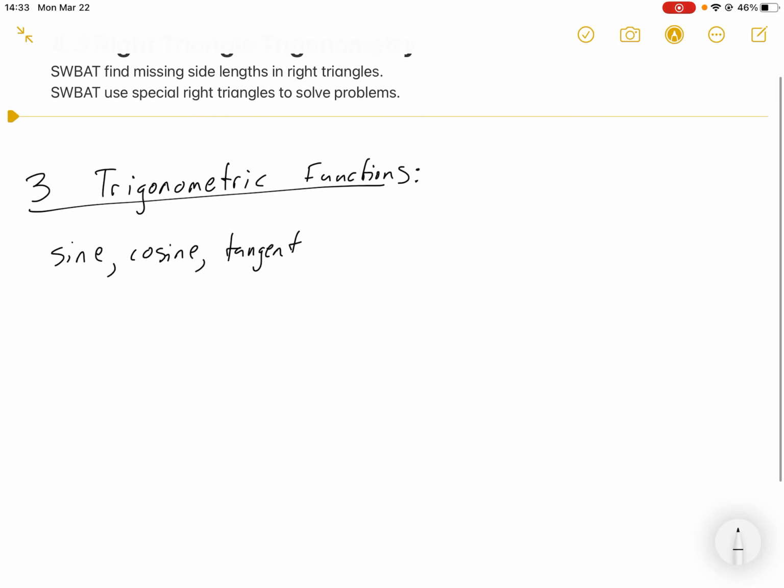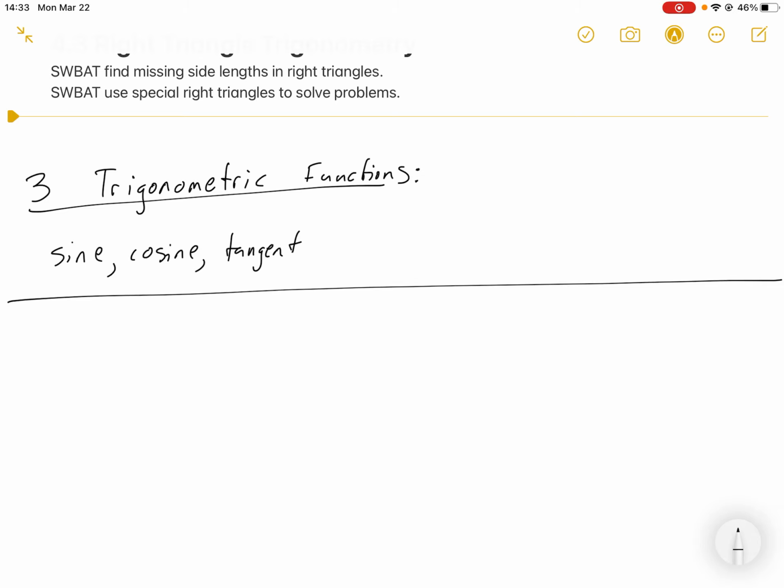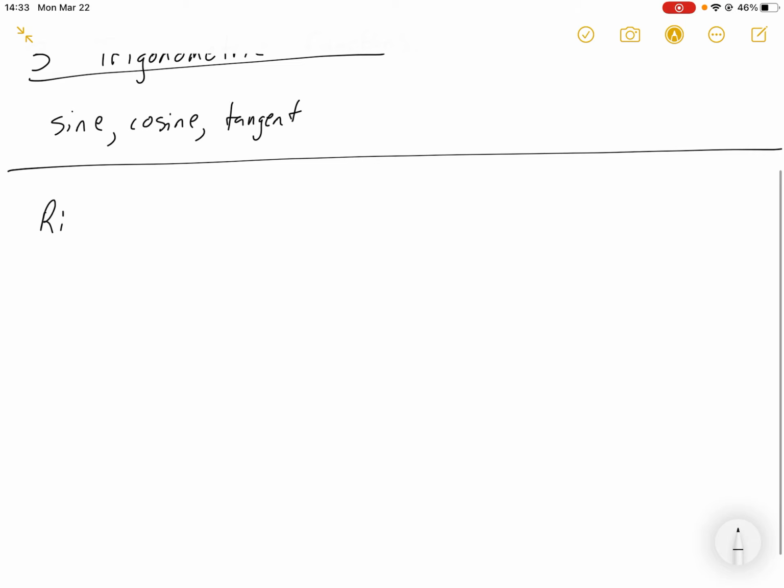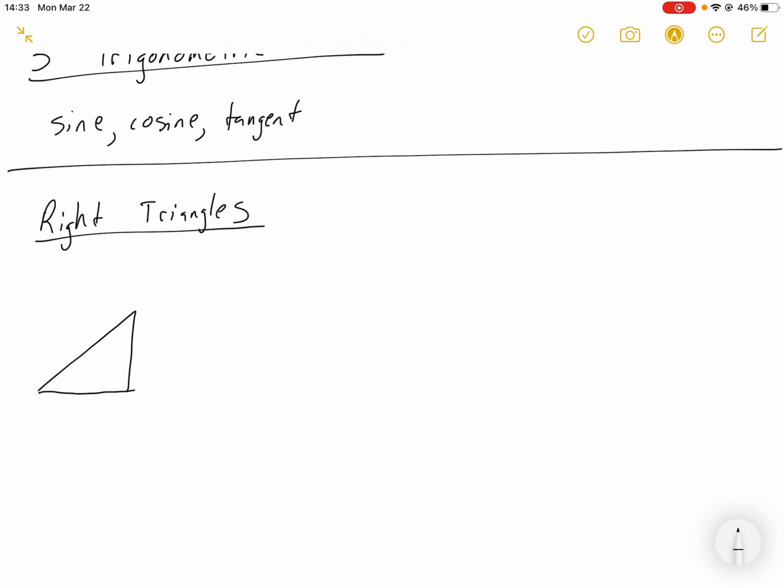But first, I want to remind you all really quickly about right triangles. So let's just talk about right triangles for a moment. It's really good to start trigonometry with right triangles because I find it's just a little bit more intuitive. So let's just go ahead and make a triangle. Remember, a right triangle just means that one of the angles is 90 degrees. It doesn't really matter where you put it.